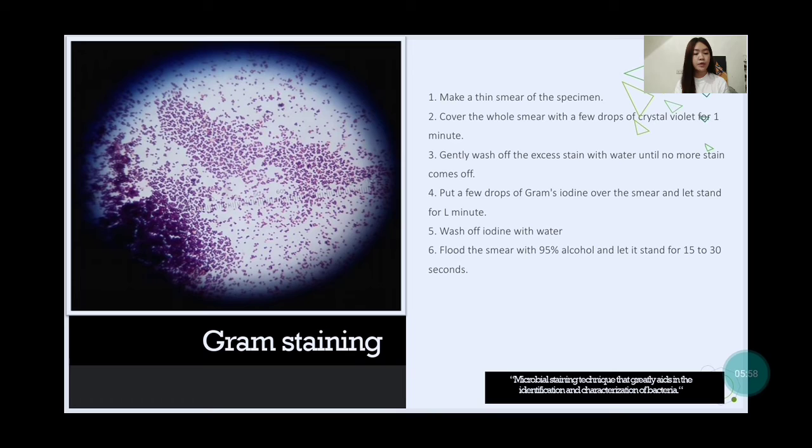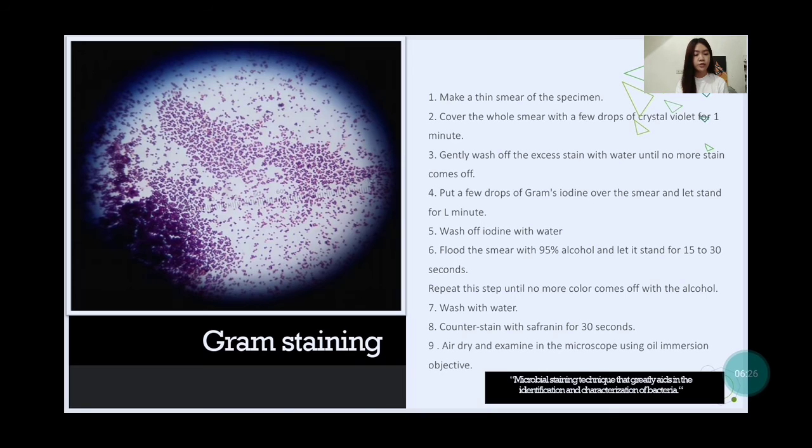Next, flood the smear with 95% alcohol and let it stand for 15 to 30 seconds. We need to repeat this step until no more color comes off with the alcohol. And then, wash it with water. Next, counterstain with safranin for 30 seconds. And lastly, air dry and examine under the microscope using the oil immersion objective.